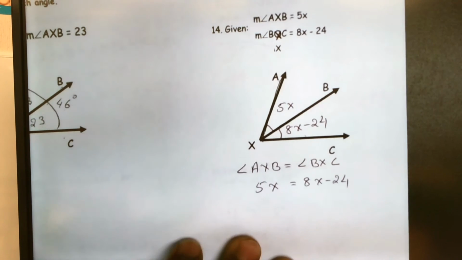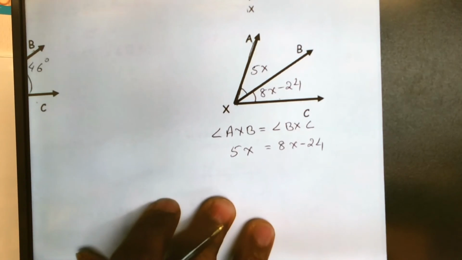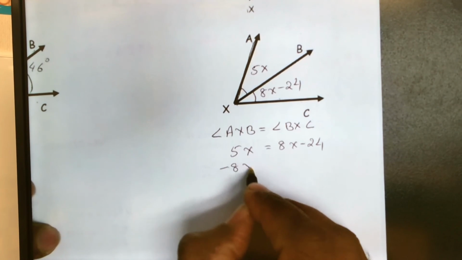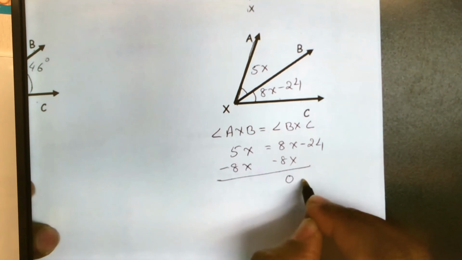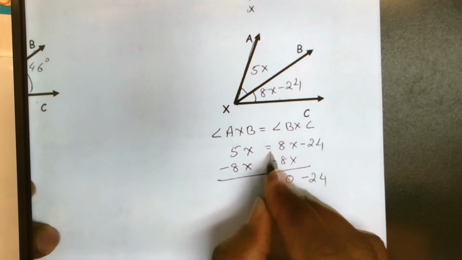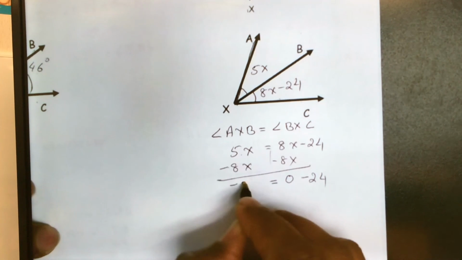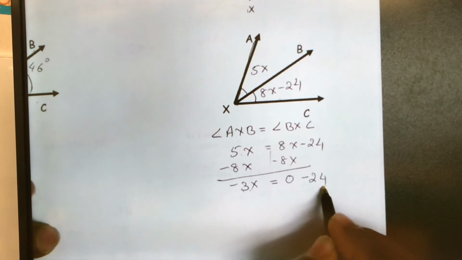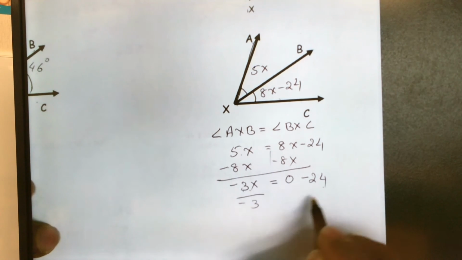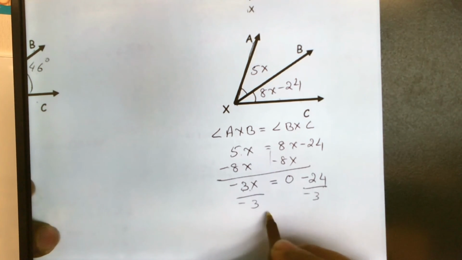I have to solve for x, so subtract 8x from both sides. So 8x minus 8x becomes 0, and 5x minus 8x is negative 3x, so negative 3x is equal to negative 24. To solve for x, divide by negative 3. So you get x is equal to 8.